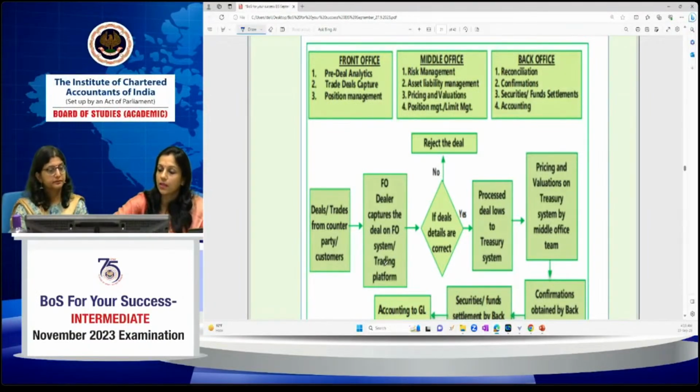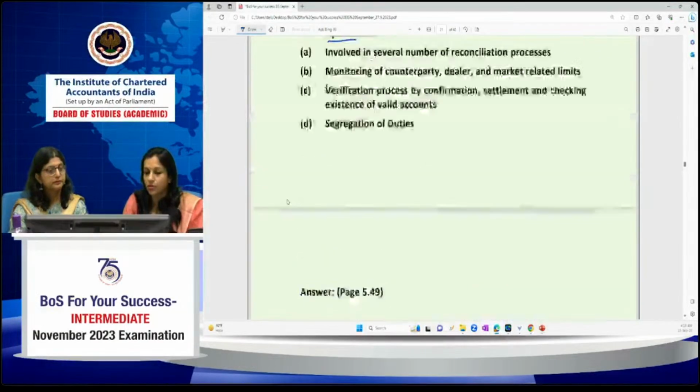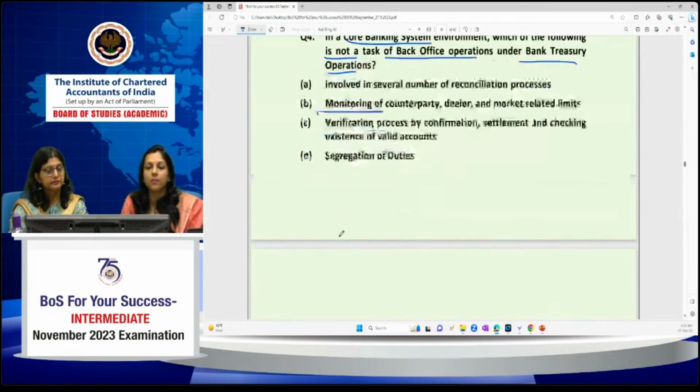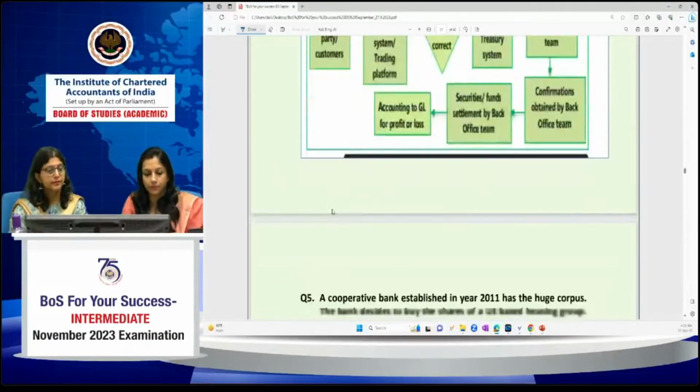Here it is explaining all the options of what treasury operations do. Reconciliation is there, confirmation is there, securities and fund settlements are there. And when we explain this, it's written that segregation of duty is also a part of the bank operation. So the right answer is not working or monitoring of the counterparty, dealer and market related risk. Next.